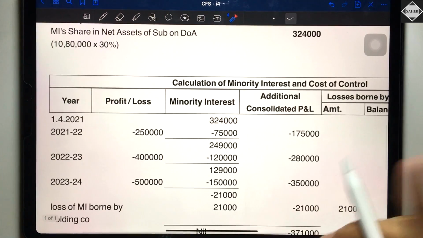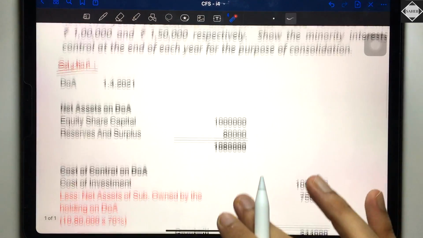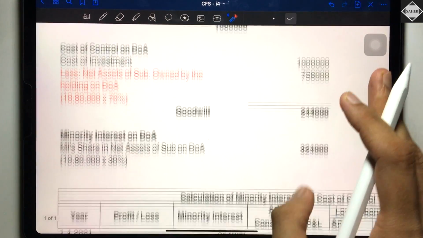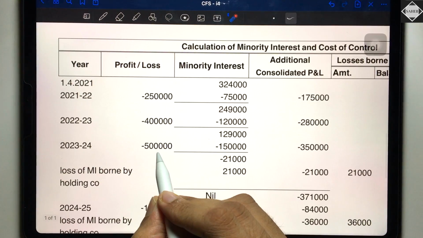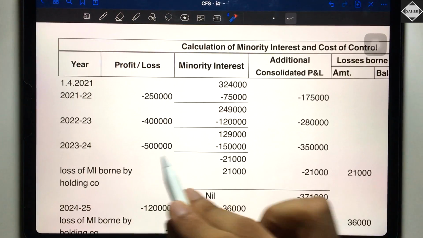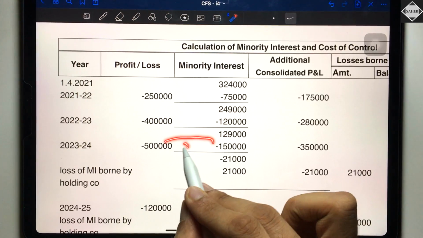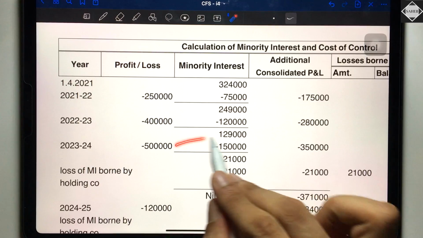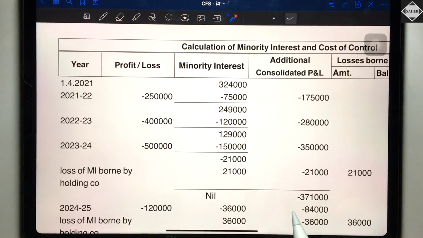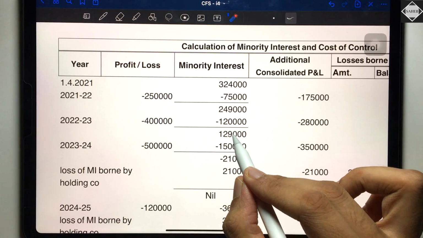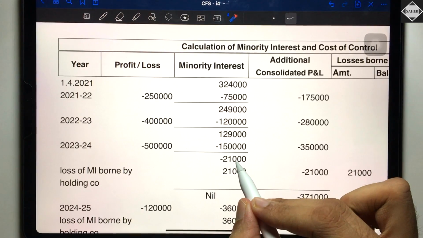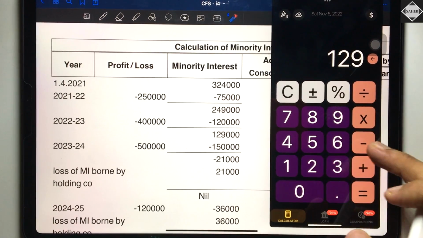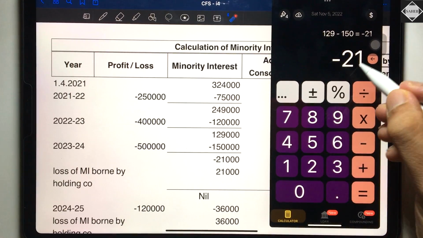Okay. And then in the next year, we have a loss. The subsidiary has a loss of how much? 5 lakh. So take it in the profit and loss column as negative 5 lakh, 2023-24. Of this you have to take 30%, that is 1,50,000, and then 70% is 3,50,000. Fine. 1,29,000 minus 1,50,000 equals negative 21,000. 129 minus 150 equals negative 21,000.